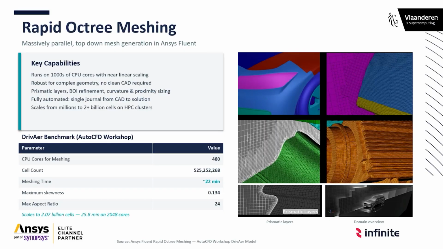So of course, if we speed up the CFD calculation itself, we also have to look at the mesh. Therefore, Ansys also worked very hard on a rapid octree meshing approach, which enables you to massively run parallel mesh generation up to millions of cells. It's a top-down approach from CAD to volume mesh in an automated way, where you will work with a completely structured projected octree mesh. This meshing method allows you to go to billions of cells on an HPC cluster in just 25 minutes.